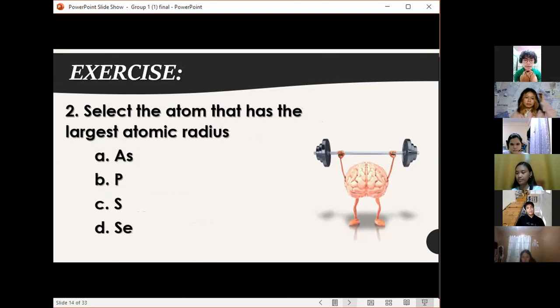Select the atom that has the largest atomic radius. A. Arsenic. B. Phosphorus. C. Sulfur. Or D. Selenium. The answer is letter A, arsenic, because as discussed by Leonard, the atomic size increases when going from right to left across a period, and then the atomic size increases when going from top to bottom. And yung pwesto ng arsenic sa periodic table, siya yung nasa pinaka-left at pinaka-bottom compare dun sa ibang choices.